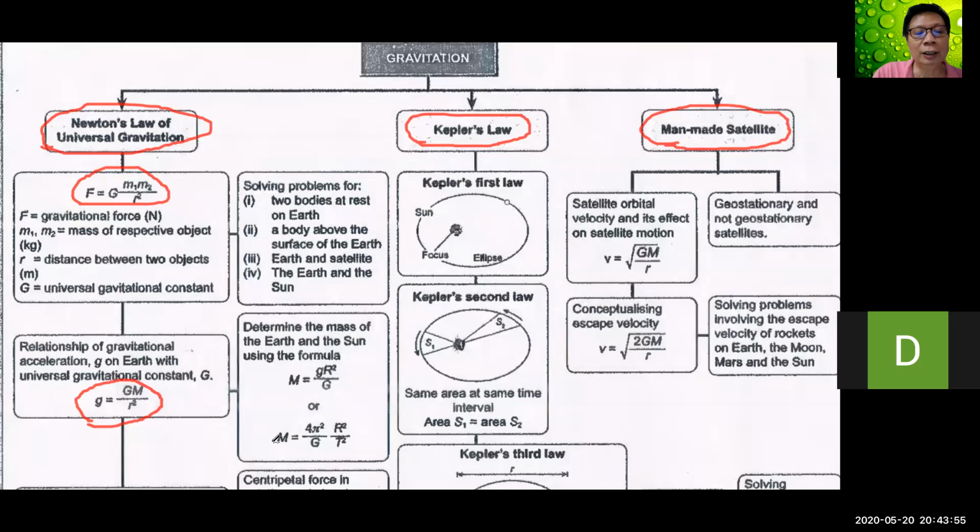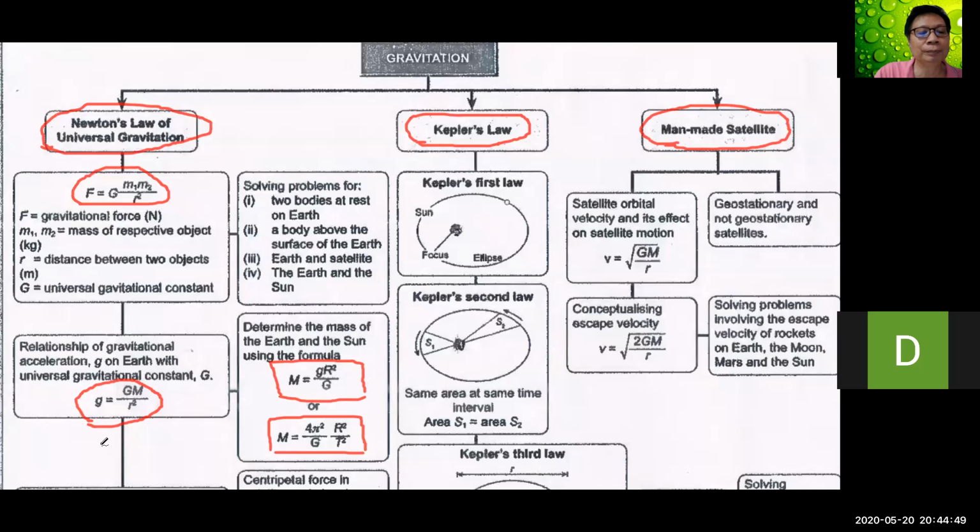Then from knowing the gravitational acceleration formula, you will come out with another important formula. This formula is for you to find the mass of any planet. Determine the mass of the Earth and the Sun using this formula. You want to find the mass, so you take g r squared divided by big G. R is the radius, the distance. And when you substitute something into this formula, you will get another formula, this one. So these two formulas are what you can use to find the mass of the Earth, the mass of the Sun, or mass of any planet. You use either this formula or this one.